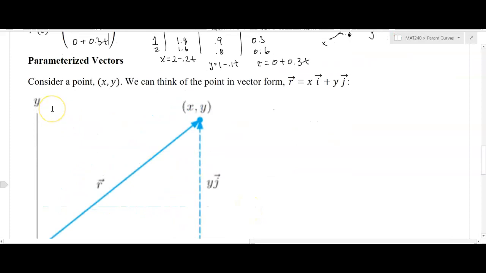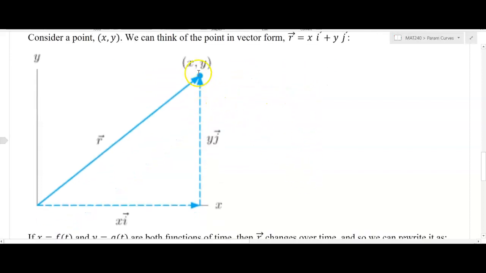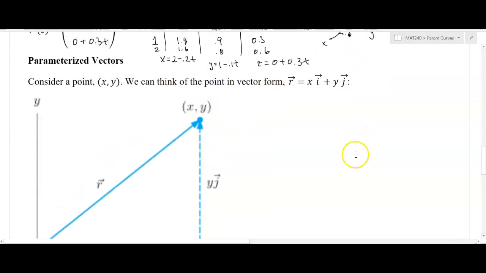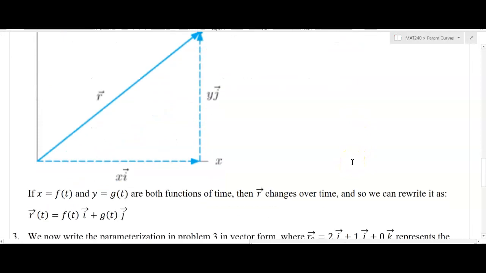Now we've already considered this. We said think about a point x and y. We can think of the point in vector form. Even though it's just a dot, we can always draw a vector from the origin that tells us where the point is. It's like somebody pointing with their hand, saying, look, there's a plane, and using their finger to follow the path of the plane. That's all this vector is doing: it's just pointing to the current location of x and y.